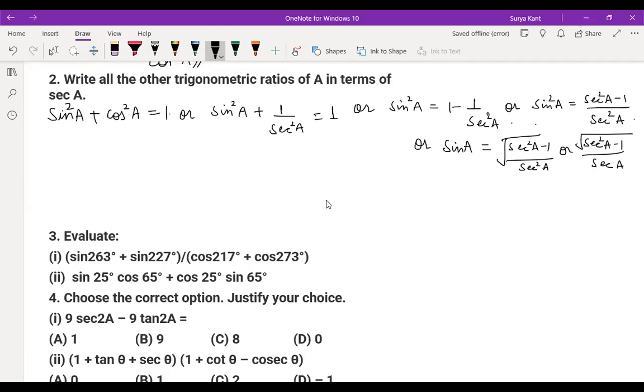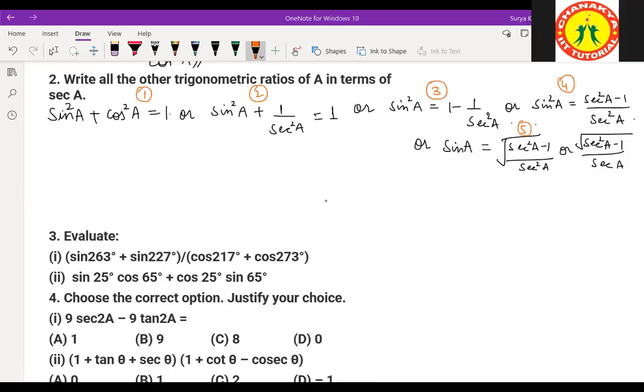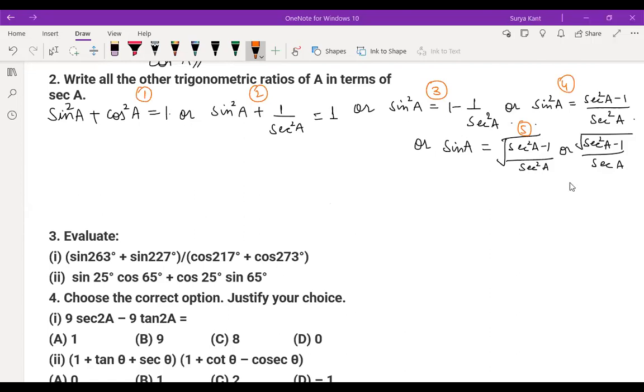Children who are having doubt, they can ask me. I'm just writing here the steps wise. Those who are having doubt, they can tell me the step number, which step you are having doubt. First, second, third, fourth, fifth step. Who is having doubt in all these steps? Please let me know, children. Sir, in the fourth step, sir.